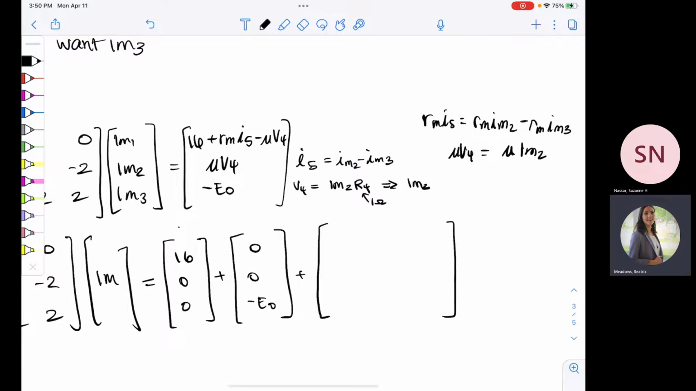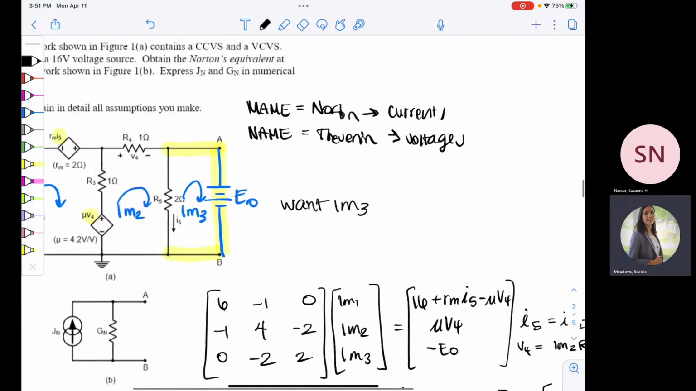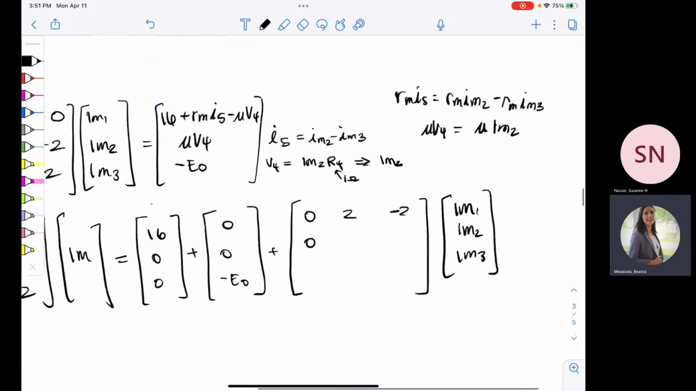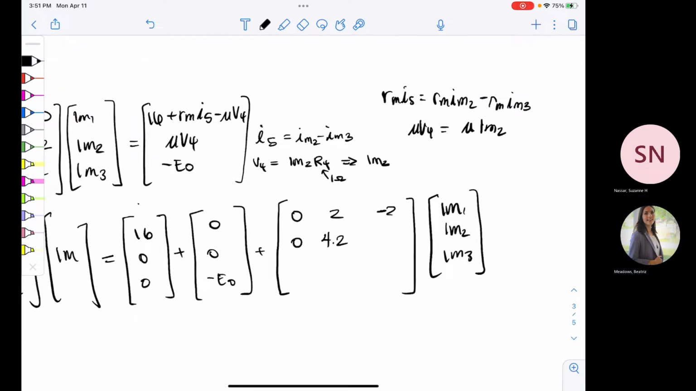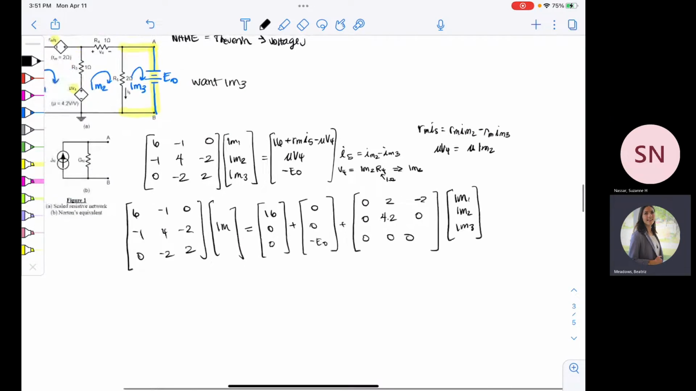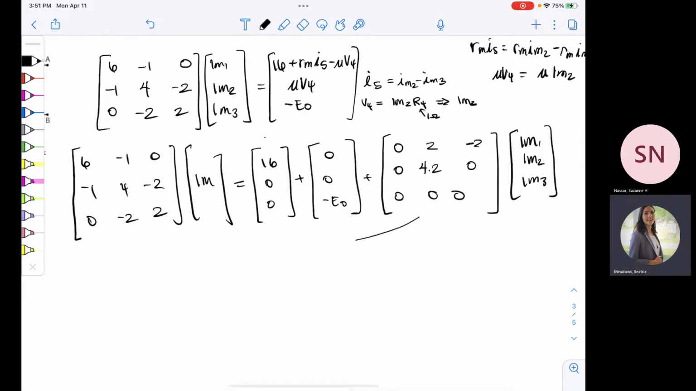So now can we put that into a matrix that's dependent on the mesh currents? Yes. What is that going to look like? What's the first value here? Is RM2? Okay, next row. Mu is 4.2, RM is 2.2. Okay. That's 4.2. Then anything else? Okay. Anything down here? Exactly. So now we have this big matrix. So we can move this to the other side, right? We can subtract. So what is this going to give us?